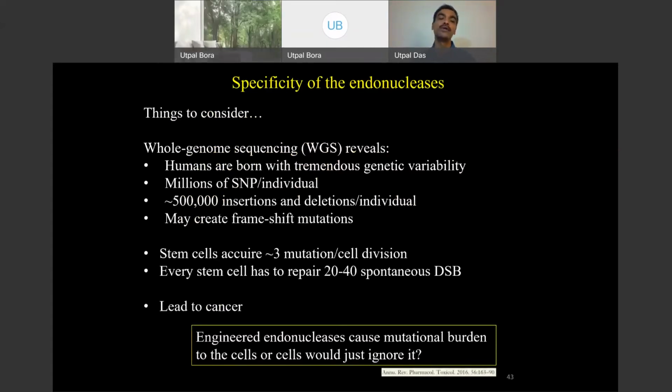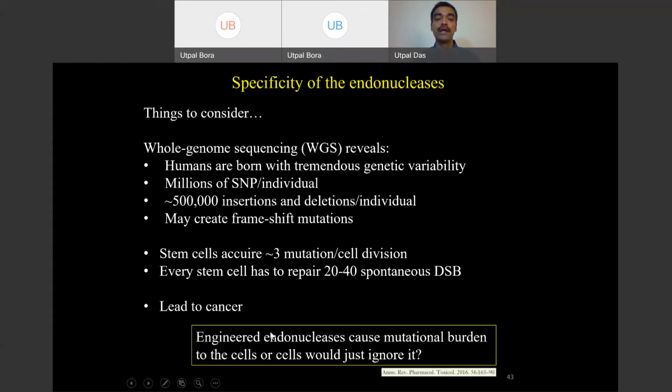So whole genome, right now you can ask, is it really essential to worry about double-stranded breaks when every cell is itself mutating all the time, creating double-stranded breaks, right? Whole genome sequencing has now revealed that humans are born with tremendous genetic variability. Millions and millions of single nucleotide polymorphisms per individual have been identified, right? Nearly 500,000 insertions and deletions are taking place in everyone's body all the time. Many create frame shift mutations, and of course, some of them will lead to cancer.